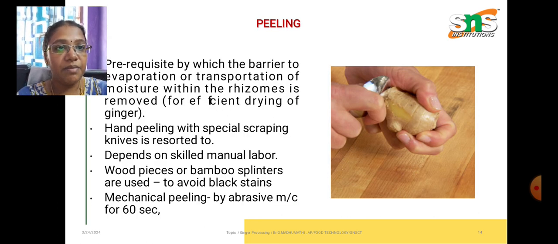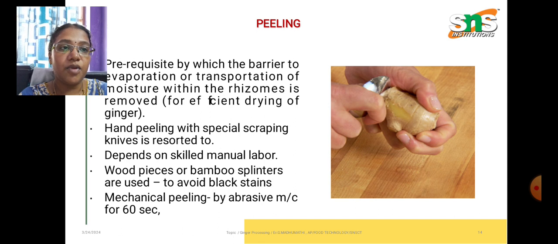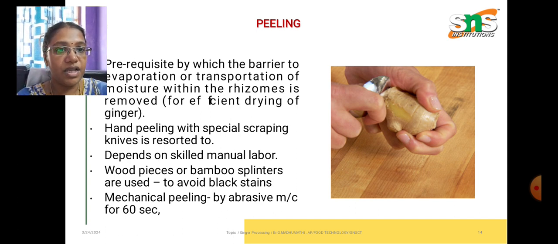Then why peeling? Peeling is one of the prerequisites by which the barrier to evaporation or transportation of the moisture within the rhizomes is removed. For hand peeling, knives are used. Mechanical peelers are also used, working by abrasive action.